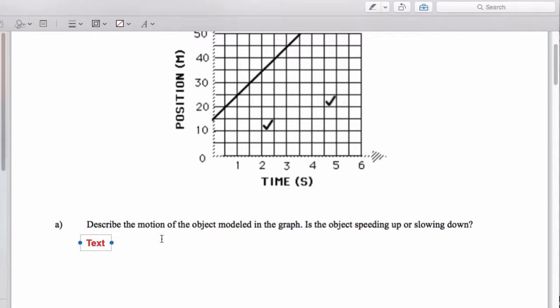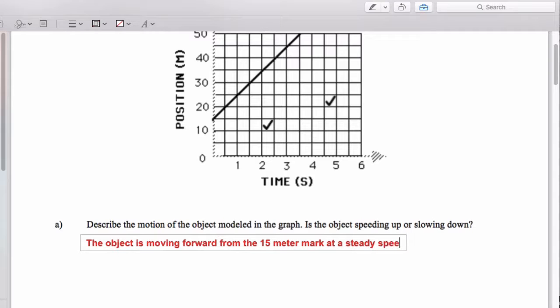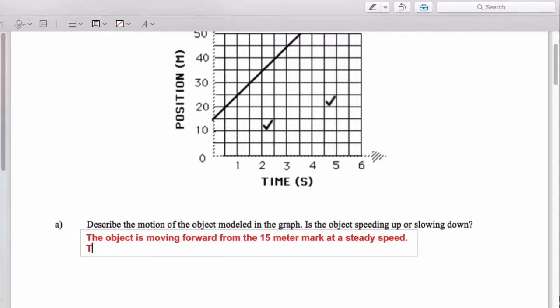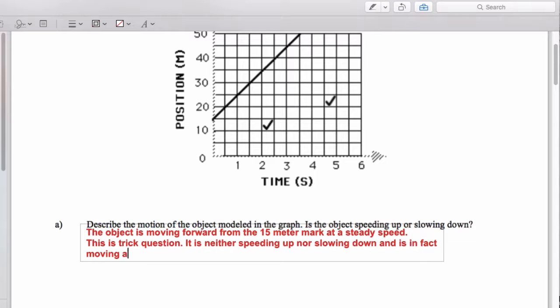So what we're looking at is the object. The object is moving forward from the 15-meter mark at a steady speed. So this is a trick question. It is neither speeding up nor slowing down, and is in fact moving at a steady speed.